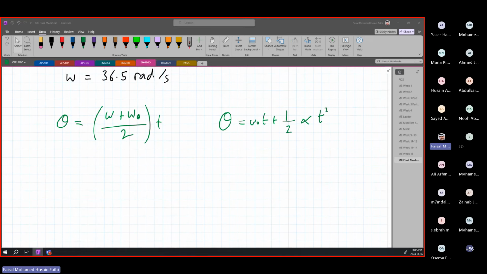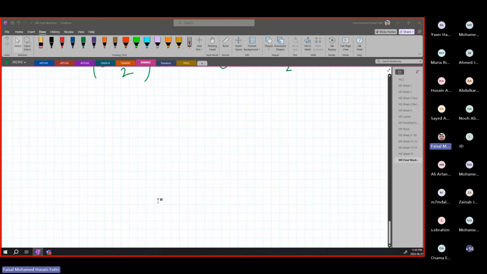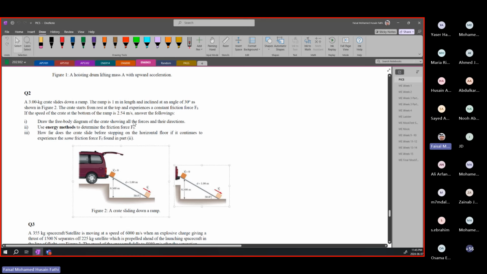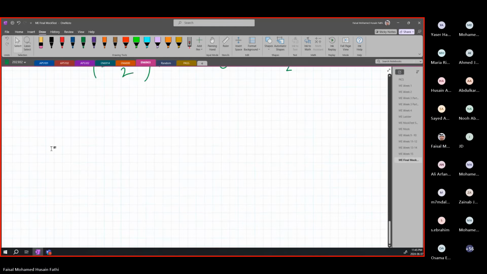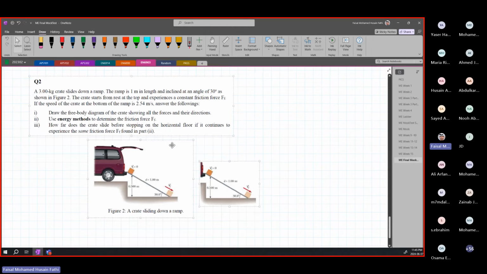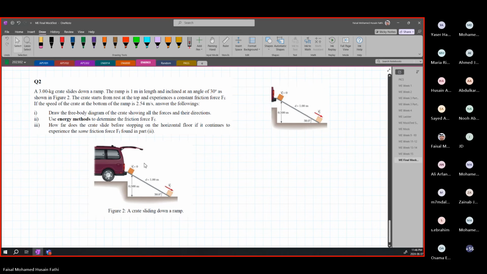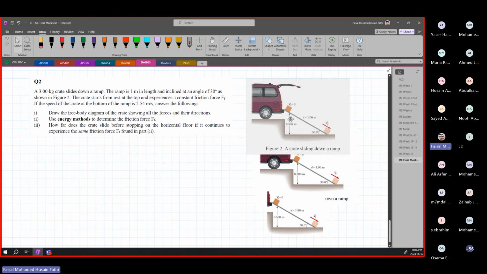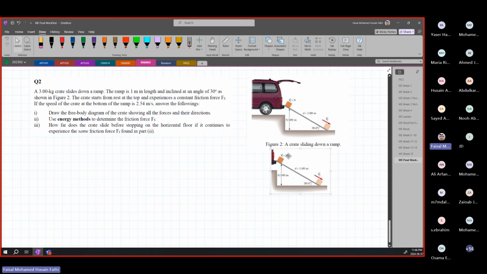I'm pretty sure everyone has a good idea of how this question is solved now. Let's look at the next question that we have in our mock exam. So, a 3-kilogram crate slides down a ramp. The ramp is 1 meter in length and inclined at a 30-degree angle, and it is shown here in the picture anyways.